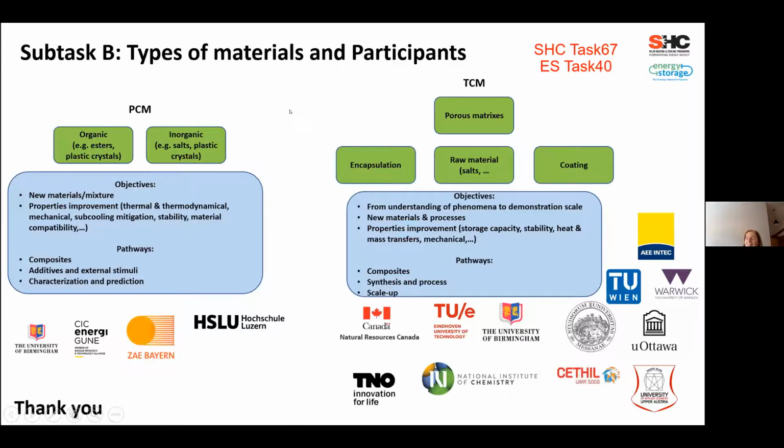When I prepared this slide, I realized how many people are working in thermochemistry and how few experts in this task are working in PCM. But I hope that we will, I think it will be very, very interesting work, and it will be very good to work together.